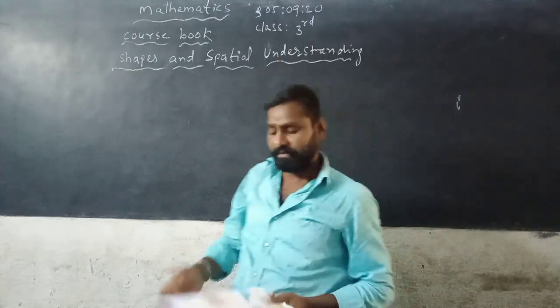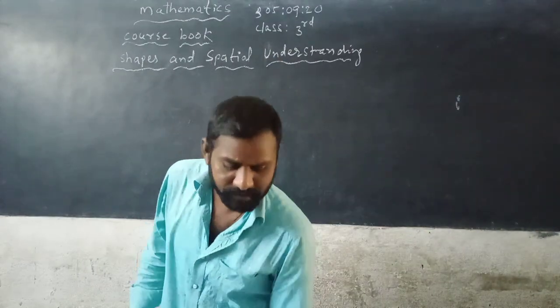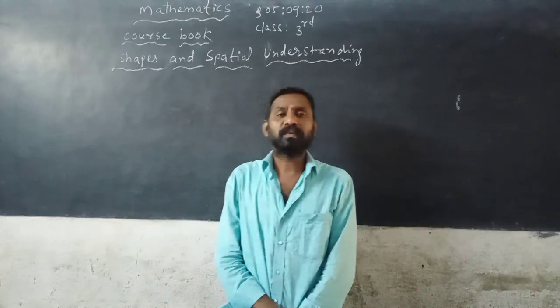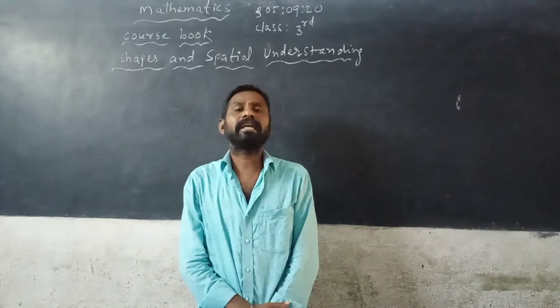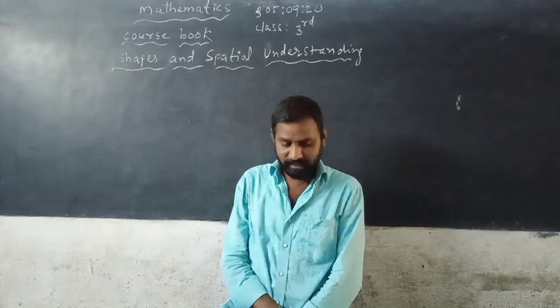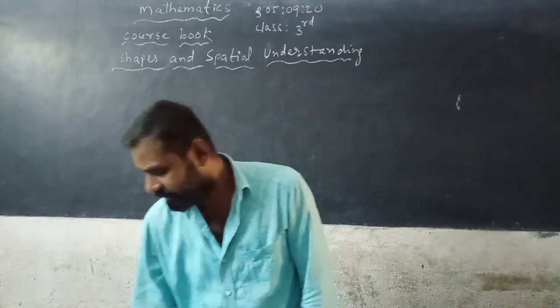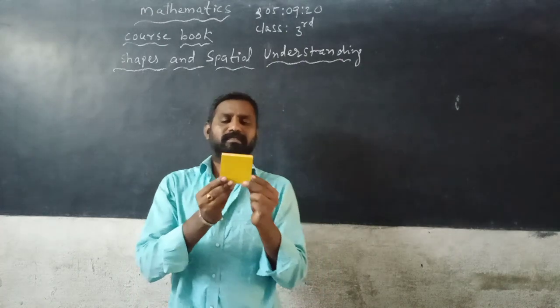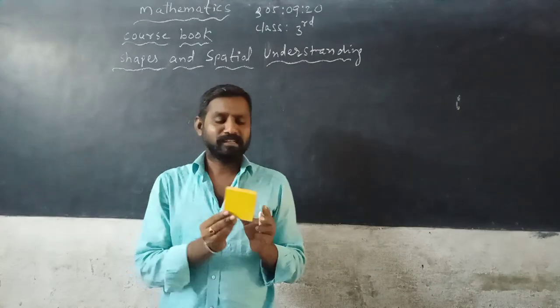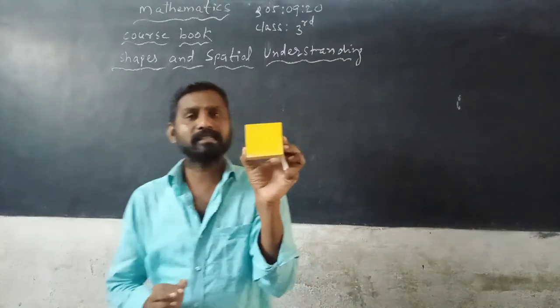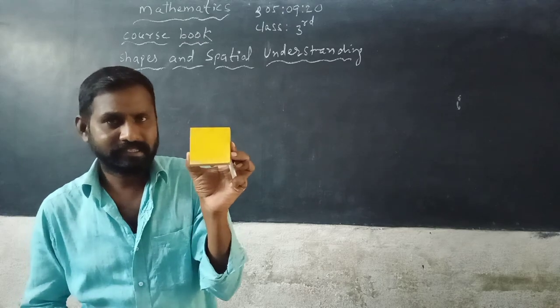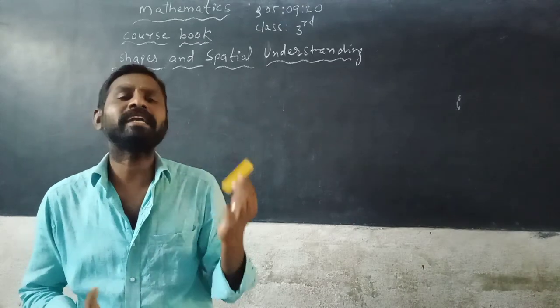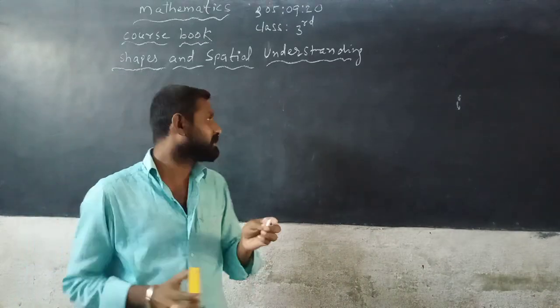Now, today we discuss 2D and 3D shapes. Already you know from previous classes, this is called a square. Why is it called a square? See here.